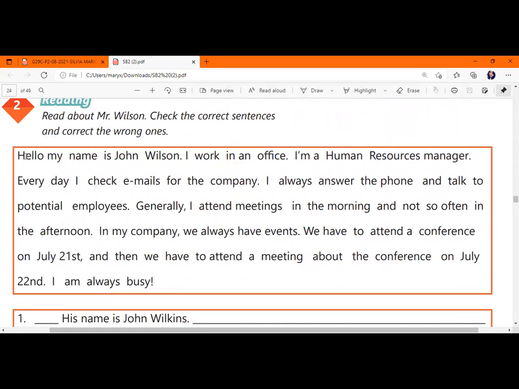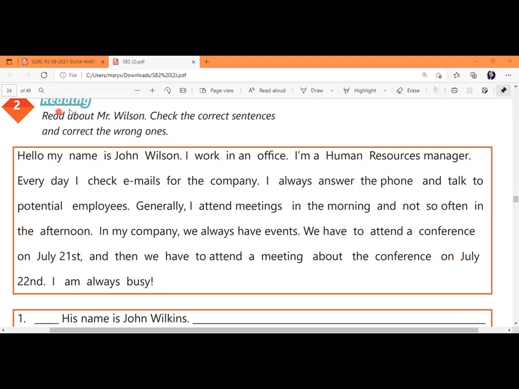He says here, hello, my name is John Wilson. I work in an office. I am a human resources manager. Every day I check emails for the company. I always answer the phone and talk to potential employees. Generally, I attend meetings in the morning and not so often in the afternoon. In my company, we always have events. We have to attend a conference on July 21st. And then we have to attend a meeting about the conference on July 22nd. I am always busy, right?